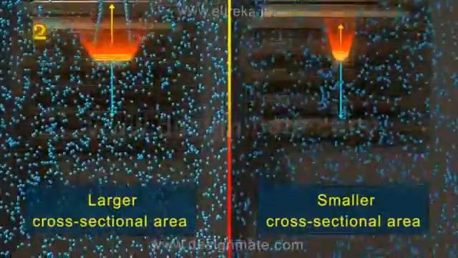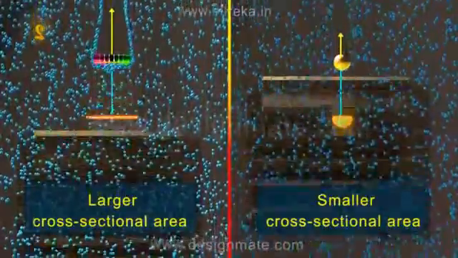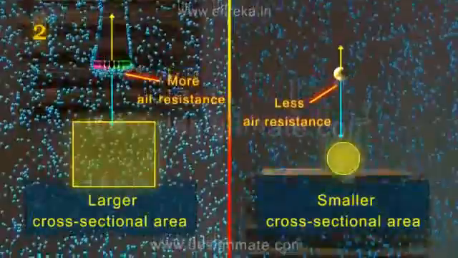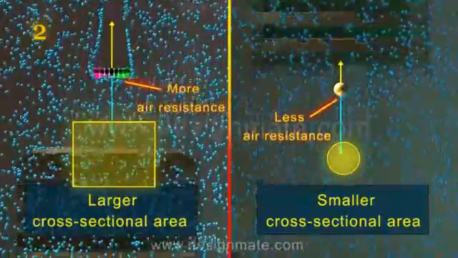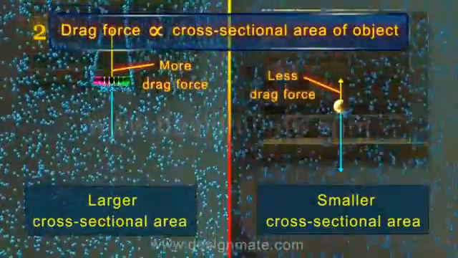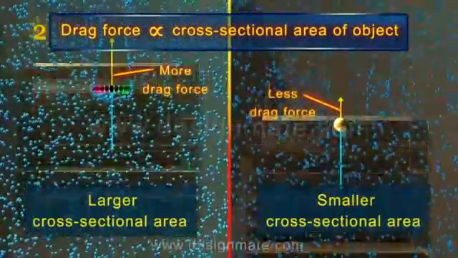2. The larger the cross-sectional area exposed to air, the more will be the air resistance experienced by it. So drag force acting on an object varies directly with the cross-sectional area of the object.